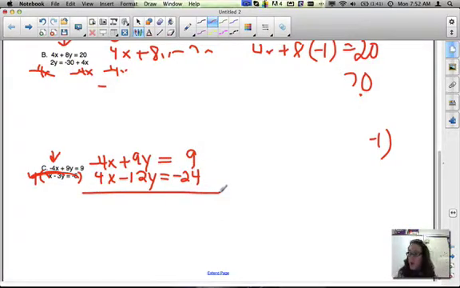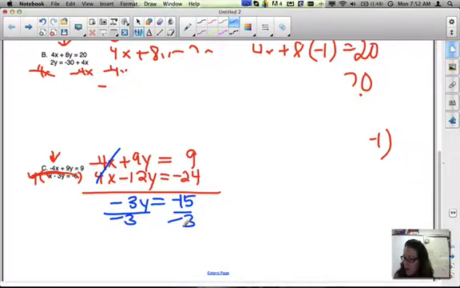So now if you notice by doing that, I have eliminated my x's. Negative 4 plus 4 cancels out. So I'm left with negative 3y equals negative 15. Divide by negative 3, y equals 5. So same as before, we're going to substitute that back in.